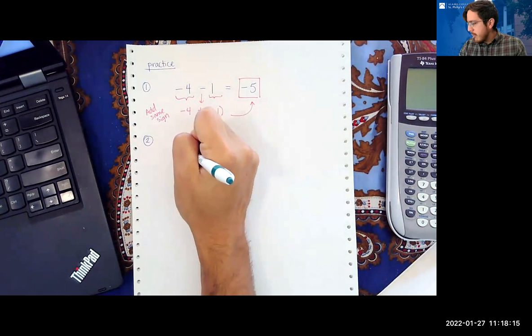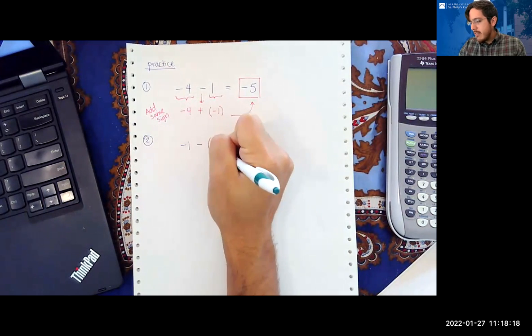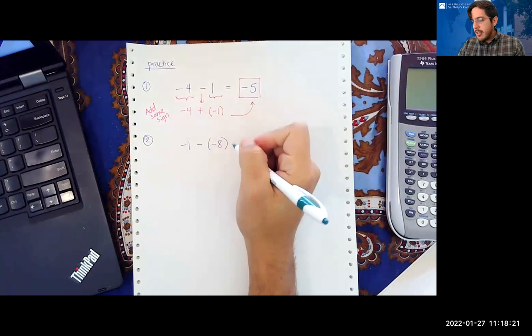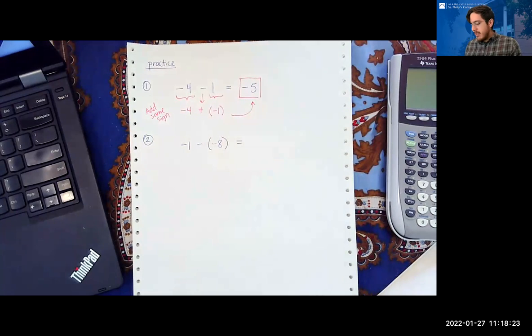Let's do another example. Let's do negative 1 minus negative 8. Does anybody know what the value should be here? Positive 7. And can you tell me how you worked that one out? Because the two negatives together in front of the 8 turn into a positive. So negative 1 plus 8 gives you positive 7. Okay. Yeah.